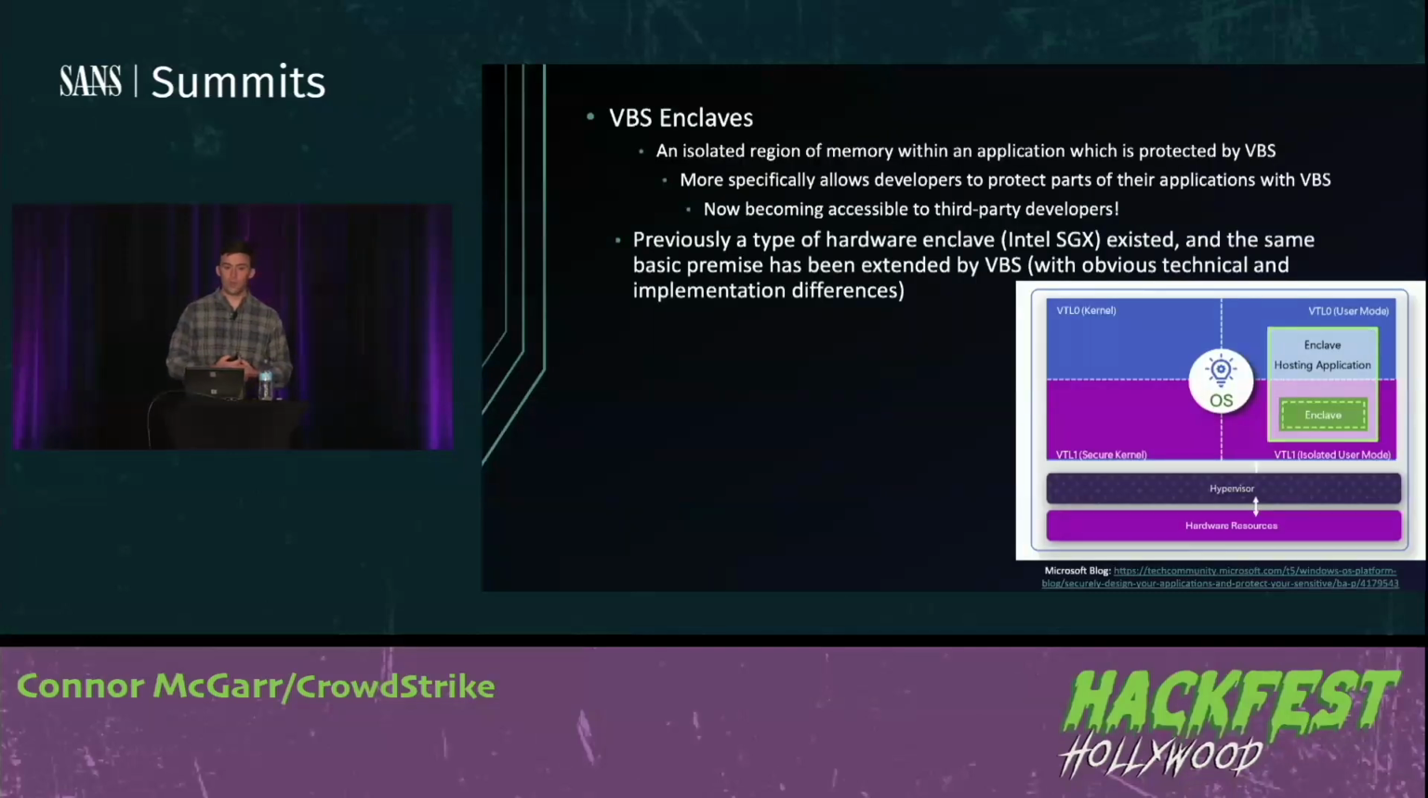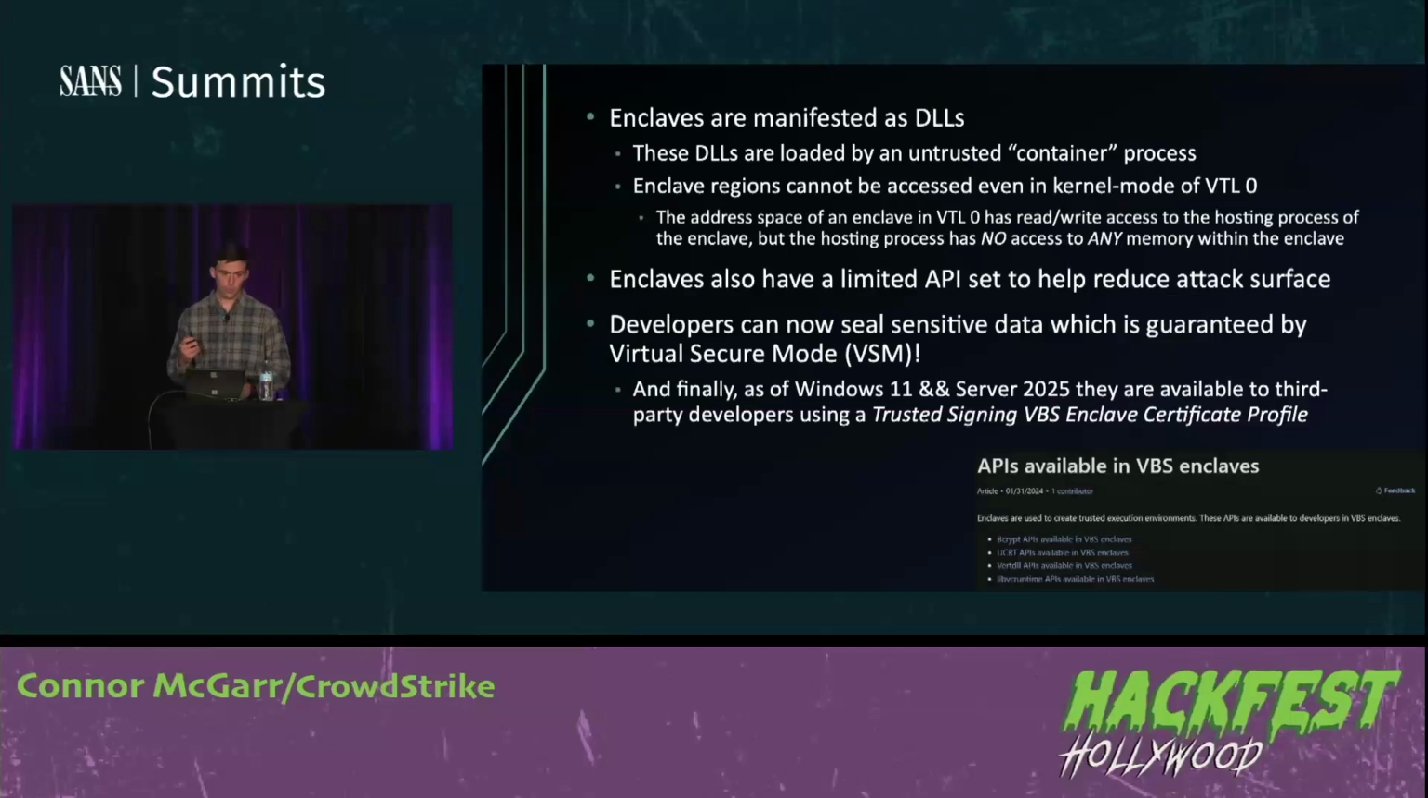There's also something called VBS enclaves. And this is really cool because VBS enclaves are just now becoming available to third-party developers, as far as I'm aware, on Windows. It's an isolated region of memory which is protected by VBS. And so what this basically means is that developers can isolate sensitive portions of their application which are not even accessible by kernel mode of VTL0. And enclaves usually, generally speaking, manifest as DLLs, and these DLLs basically get loaded into this container process. And that DLL is the enclave region. And it, as I mentioned, cannot even be accessed by kernel mode of VTL0.